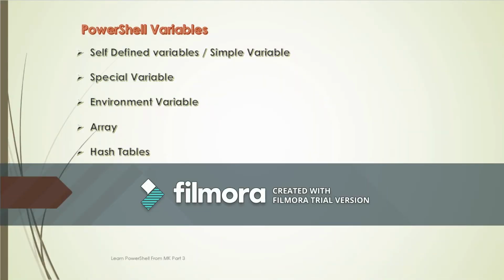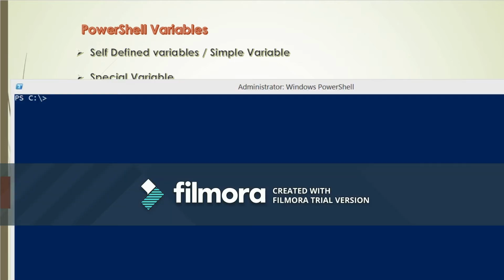Our next topic is PowerShell variables. A variable is a sort of storage mechanism. In PowerShell, variables can contain text, strings, integers, and even objects. The first is self-defined variables, or simple variables. For example, $a = 5. So 5 is stored as $a.